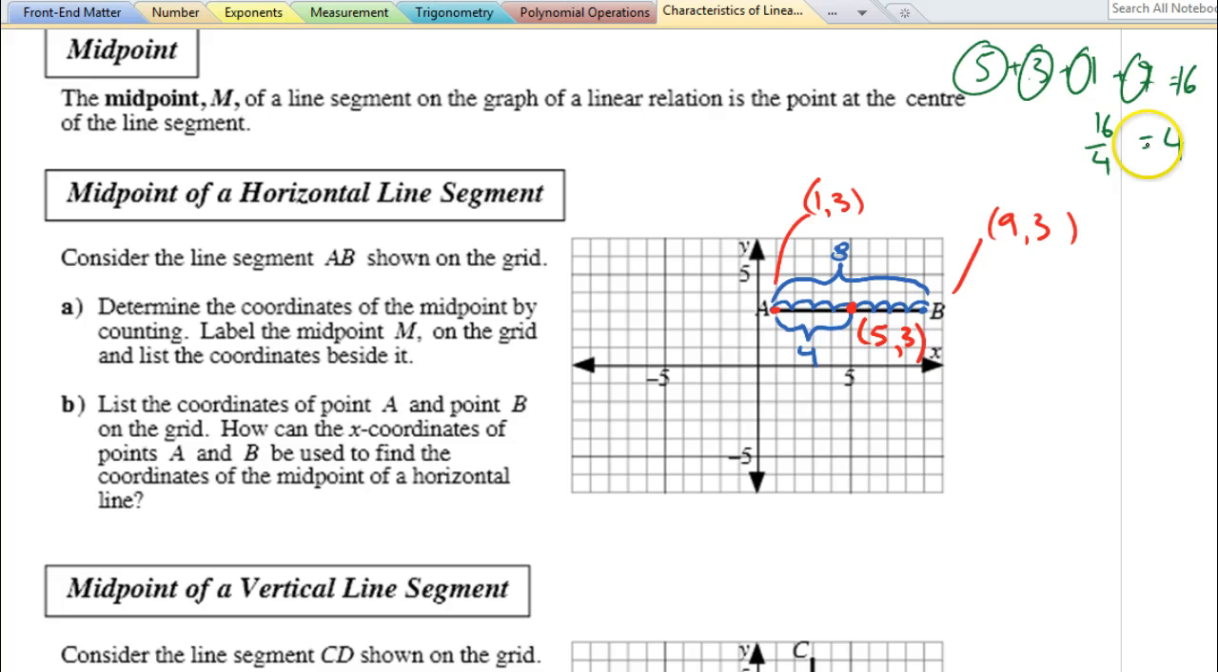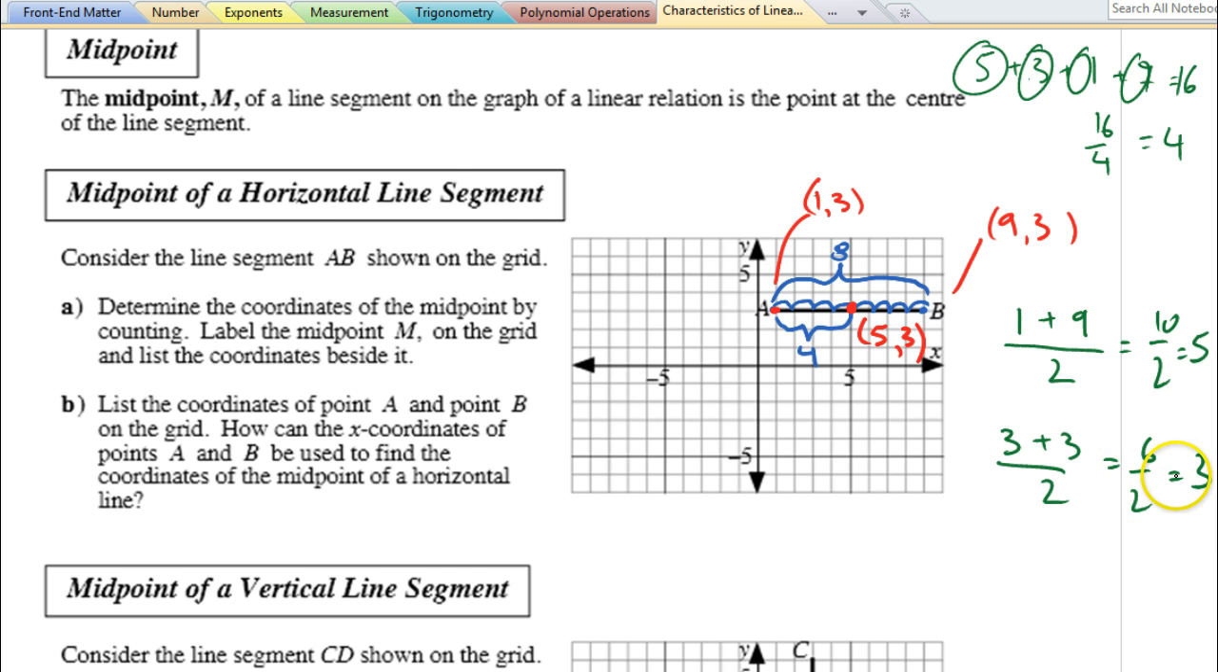Okay, so let's use that same concept to calculate the midpoint. Well, 1 and 9, 1 plus 9, we're going to divide it by 2 because there are two things. That's 10 over 2, and there you go. So it's not a very difficult concept. The midpoint is fairly straightforward. Obviously, the y coordinate's going to stay at 3, because 3 plus 3 divided by 2 is 6 divided by 2. It's going to stay at 3.